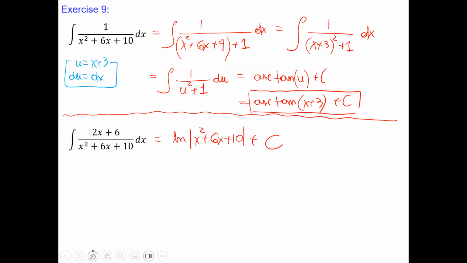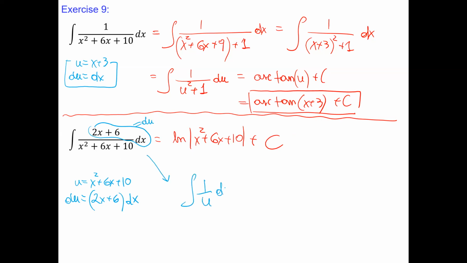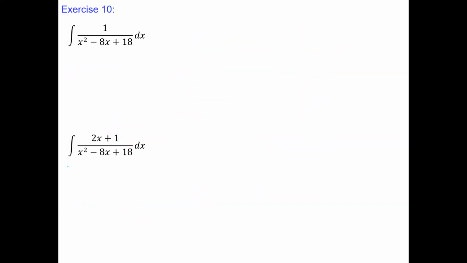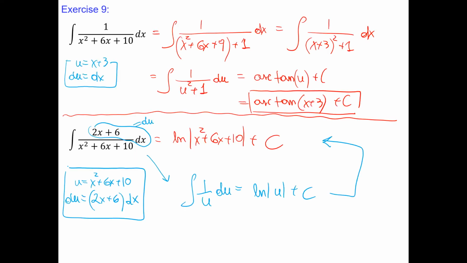Because if I let u be this, du is sitting and waiting on the top. And this will be 1 over u du, natural log of u, and u is that whole expression from the denominator. Okay? So please, you may try to work it out.